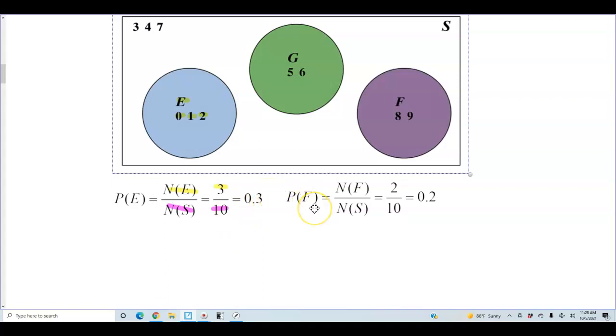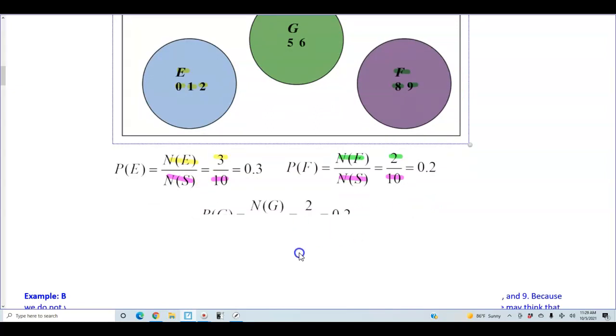Okay, the probability of event F. Well, what do we know there? Well, we know that we have event F, and so how many numbers are in event F? We know that we have 2, and we're dividing it by the total number in the sample space, which is 10, so 2 divided by 10 gives us 0.2.